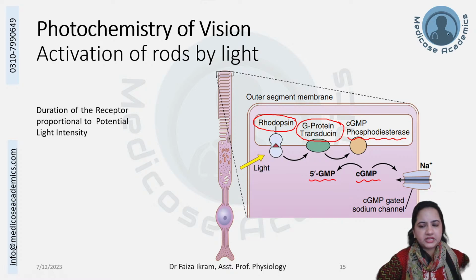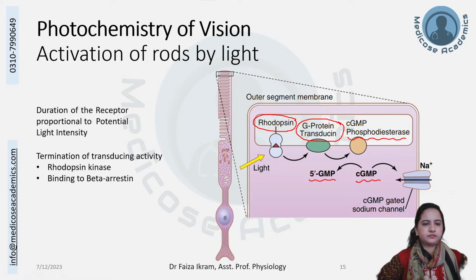The duration of the receptor potential produced here will be proportional to the stimulus intensity. The more intense the light, the more the sodium channels will be closed. Once there is light, cGMP is reduced, sodium channels are closed, there is hyperpolarization, and the message will be sent to the bipolar cells.